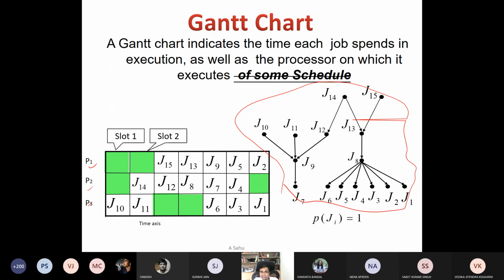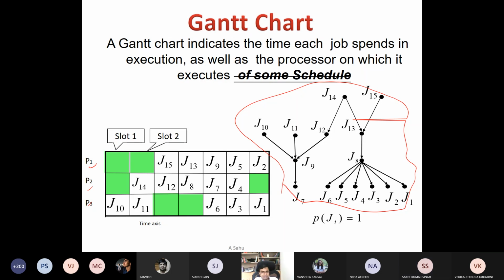What I'm saying is, what is a Gantt chart? How we are scheduling, what is the optimal schedule, we are not looking at. So this is an example: on the right hand side, this task set we are scheduling on 3 processors and showing the Gantt chart. Okay, it is clear.